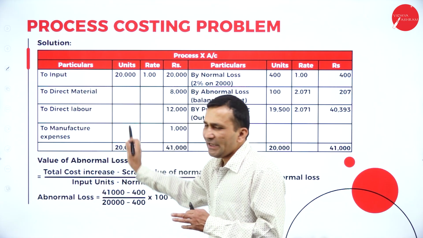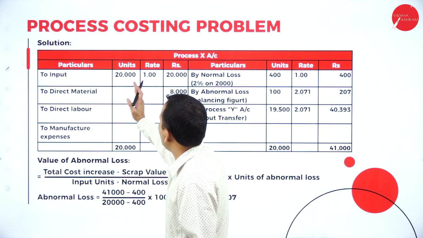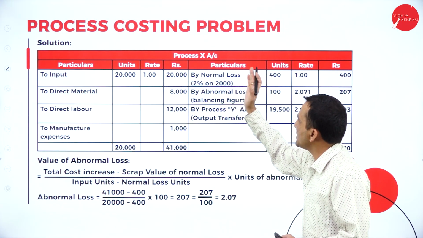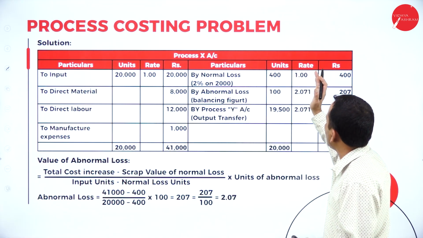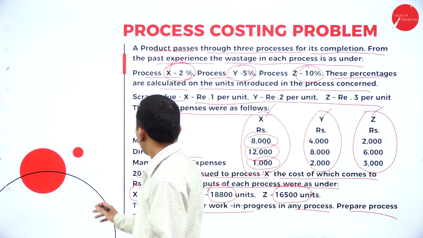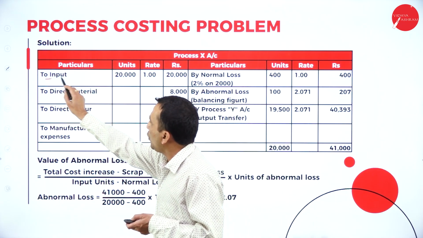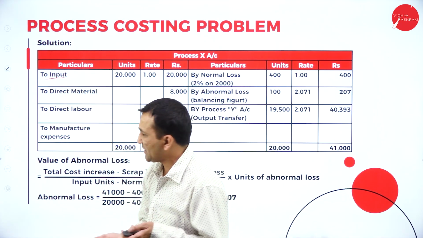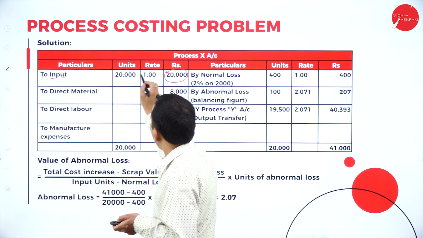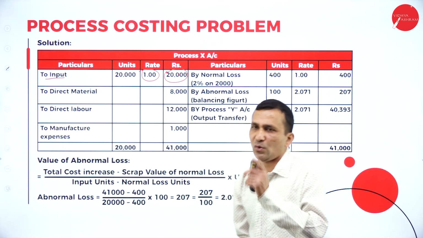Okay, so it is clearly specified how many columns are required. One is particular, unit, rate per unit, the amount. So again, credit side the same thing: particular, unit, rate, amount. So the first input we introduce here, the first input 20,000. So we need to write 'to input' because it is an expenditure, right? So 20,000, the value is clearly specified. If you divide 20,000 by 20,000 units, cost per unit is 1 rupee.